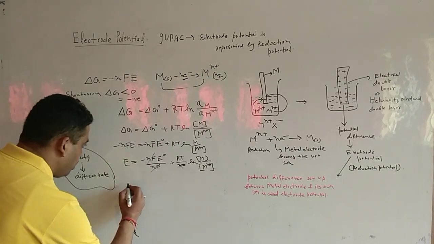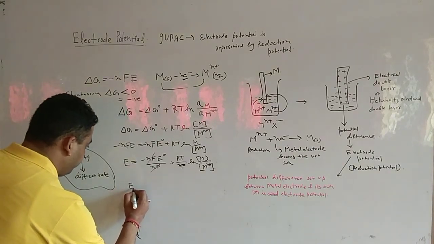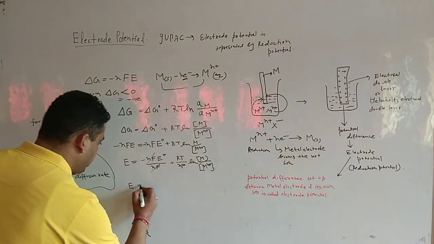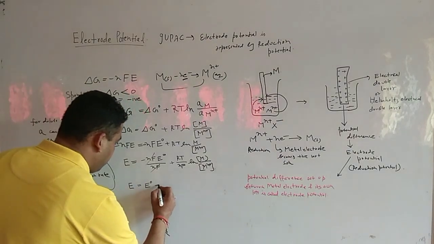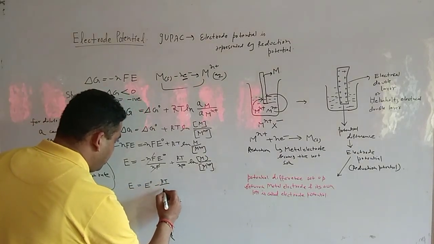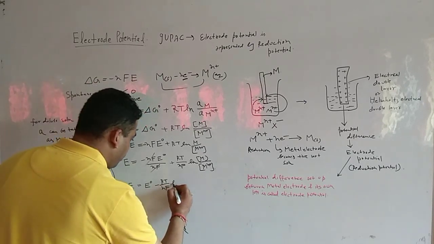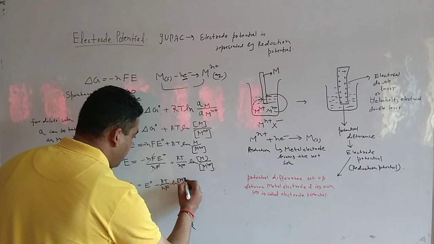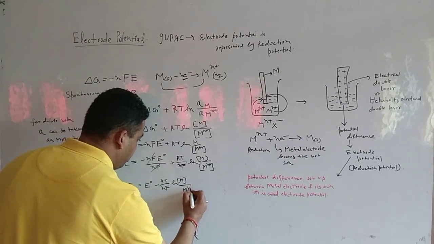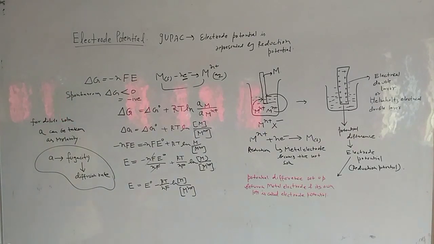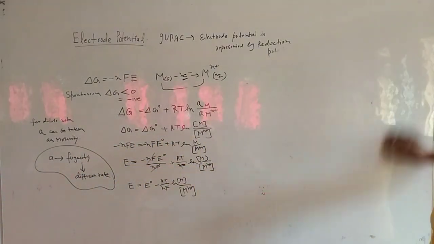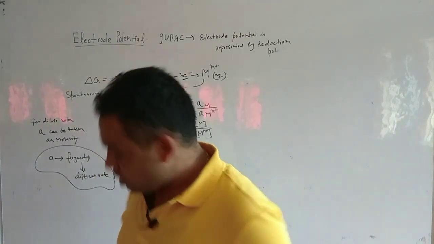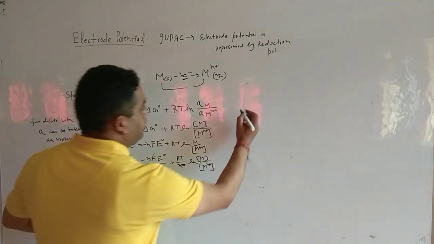So what are you left with? You are left with E equals E standard minus RT by nF natural log M divided by M^n+. Right? In this way you can write. However, you can further simplify this particular expression. How? You see, you can write E as such.